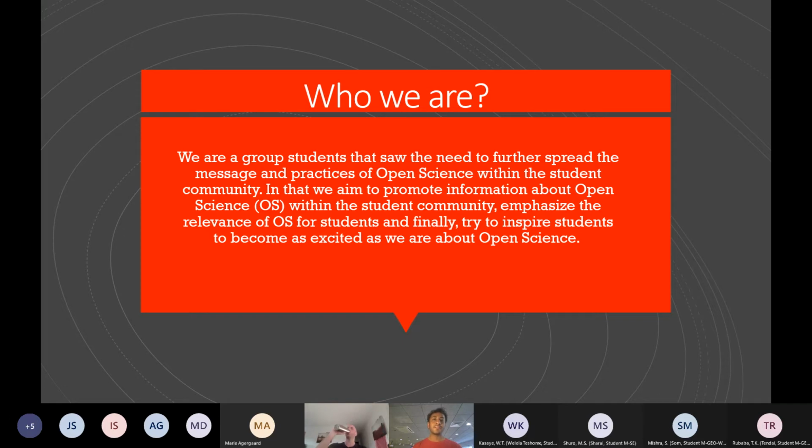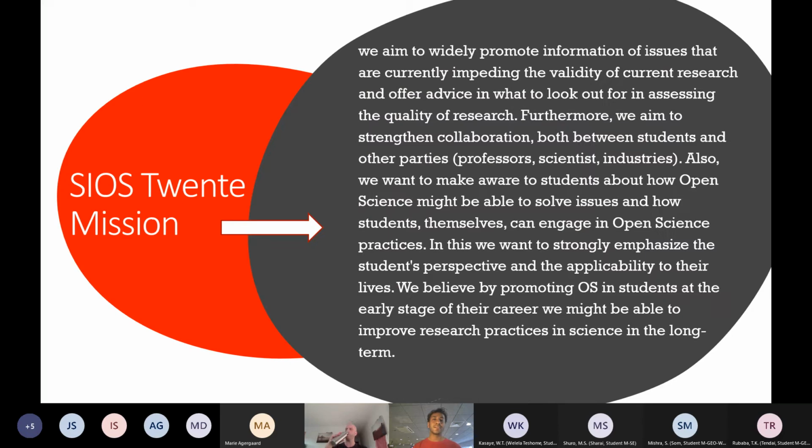So what's our mission? Why did we initiate this? We aim to widely promote information on the issues that are currently impeding the validity of current research, and offer advice on what to look out for in assessing the quality of research. Furthermore, we aim to strengthen the collaborations between students and other parties like professors, scientists, and industries.